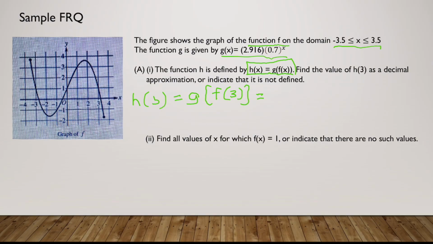Well, if you look at the graph right here, you'll see that here is the point where we have x equal to 3 and the corresponding y coordinate is 1. So f of 3 is 1. Since f of 3 is 1, we are asked to find g of 1. Now, do not forget that you have the graphing calculator. So do not sit to evaluate 2.916 times 0.7 to the power 1. Quickly pull out the calculator, plug in the numbers, and get the value.